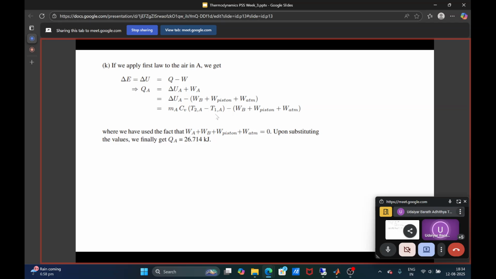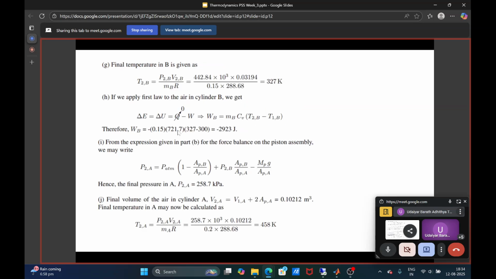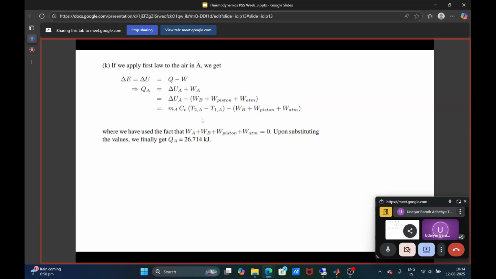Delta U is mCV delta T, and since we know the temperature T2A is 458 and we know the initial, substituting the values we get the net work and the delta U, and we get Q as 26.714 kilojoule. So that is the heat which is supplied to cylinder A to do this process.